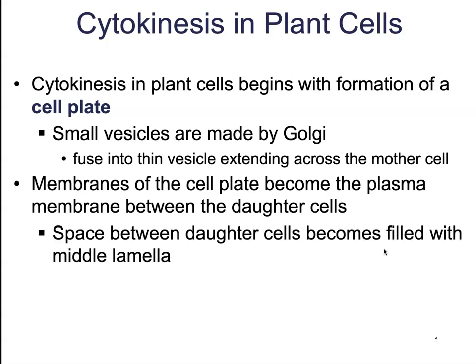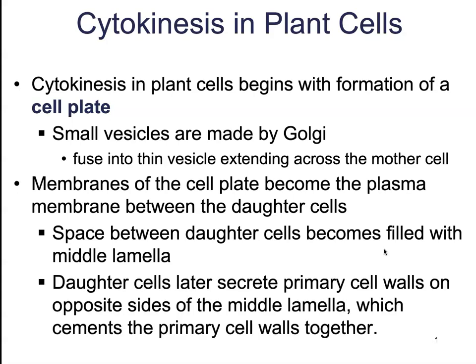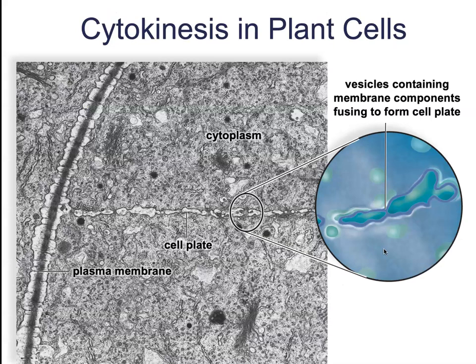The space between those daughter cells becomes filled with middle lamella. The daughter cells will later secrete primary cell walls on opposite sides of the middle lamella, which will cement the primary cell walls together. So here's just a little bit of what that looks like.